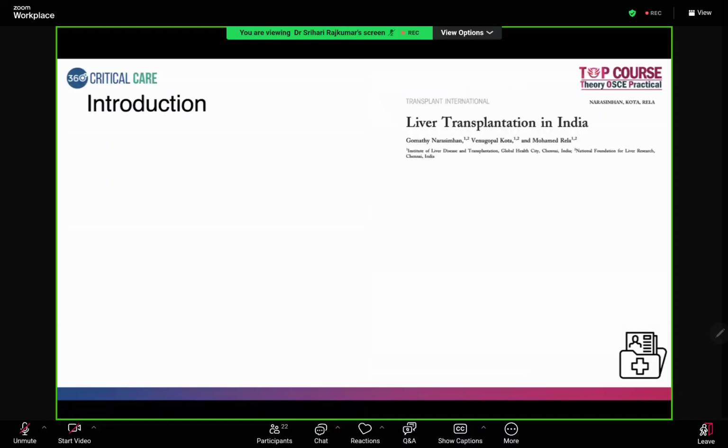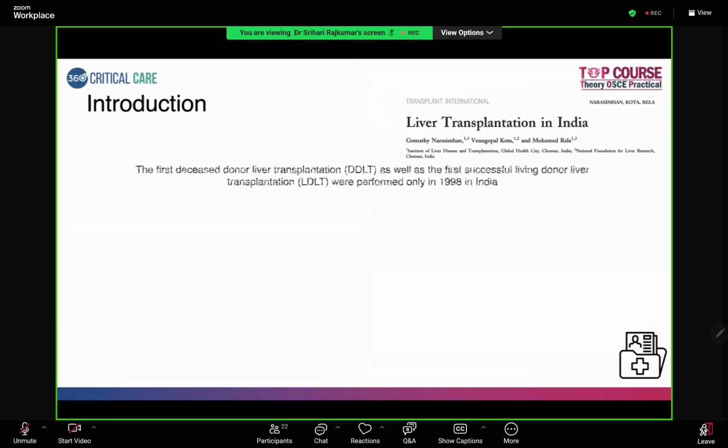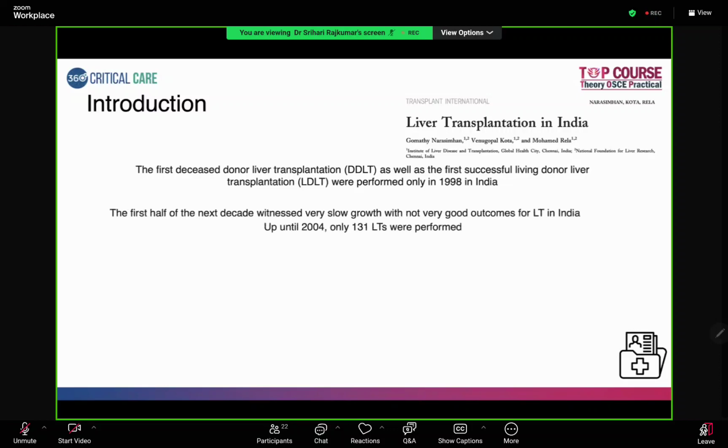Just coming to the introduction regarding liver transplant in India, the first deceased donor liver transplant, as well as the first successful living donor transplant, were performed only in the 90s, that is 1998 in India. In the first half of the decade between 2000 and almost 2010, the outcomes were not good following liver transplant, and up till 2004, only about 130 transplants were done. But in the last decade, from 2010 till now, there has been a very significant growth in the number of cases that have been done.